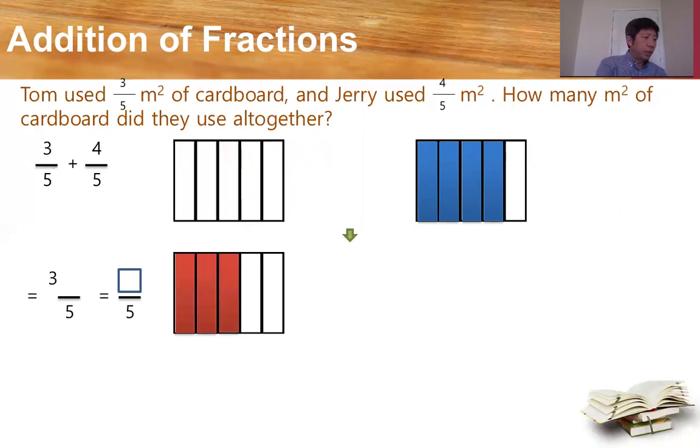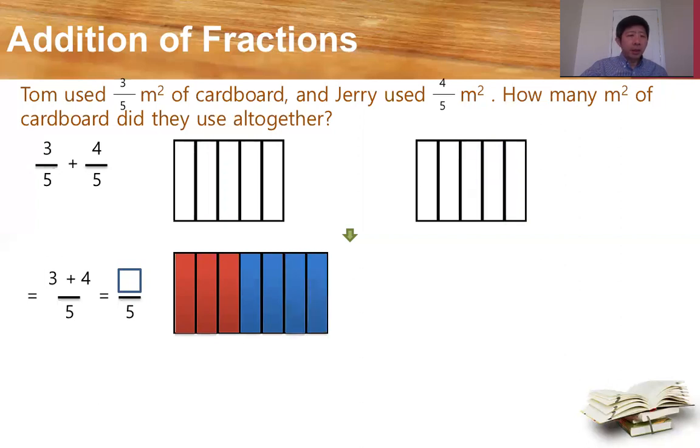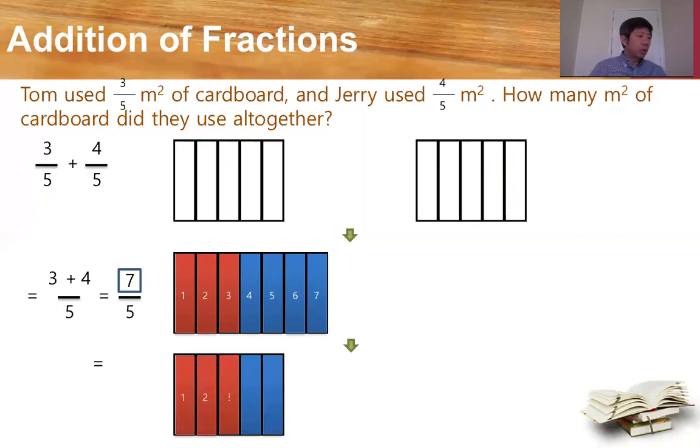You can see, add together, you have 3/5 plus 4/5. Since they have the same common denominator, 5 and 5, we don't have to do anything. We just simply add up the total for the numerator. So we take 3 plus 4, which equals 7.